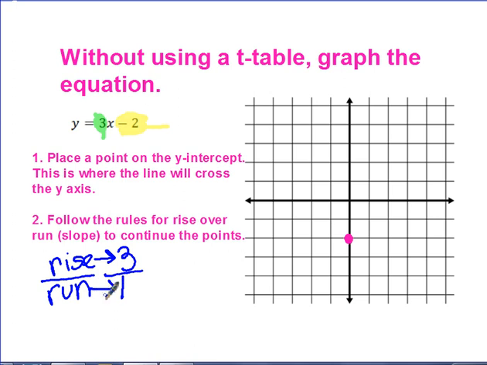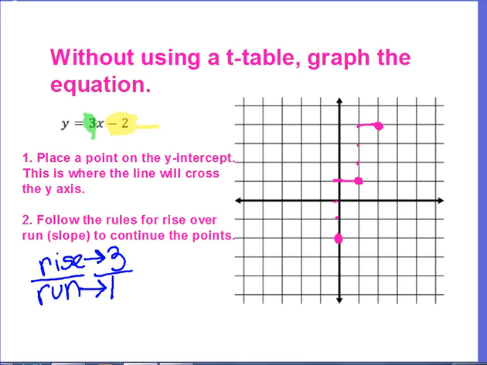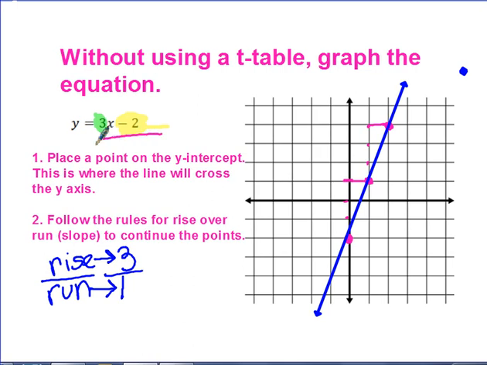This is very easy. I now start at my point and I rise 3: 1, 2, 3. And I run 1. I'm going to put my next point there. I'm going to do this one more time. Rise 3: 1, 2, 3. And run 1. I now have 3 points to my line, and I will want to use my ruler to draw a nice straight line through those 3 points. I now have graphed the equation y equals 3x. Oops. I've now graphed the equation y equals 3x minus 2 without using the t-table.